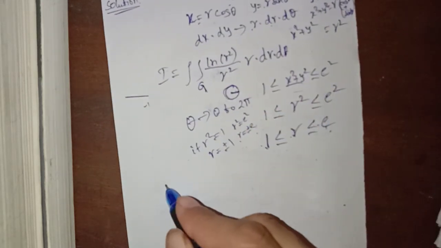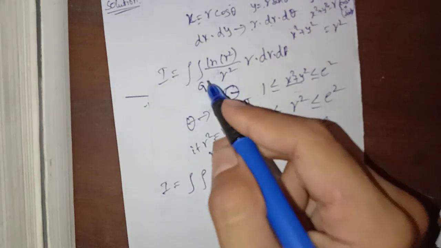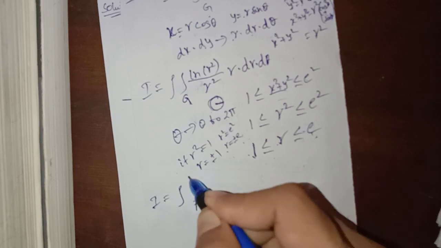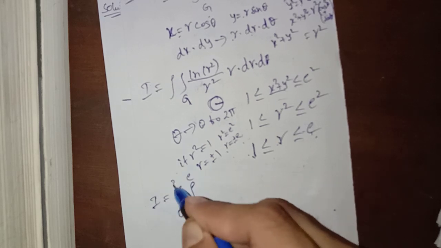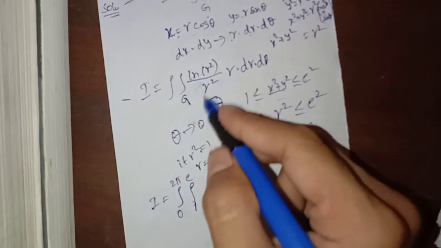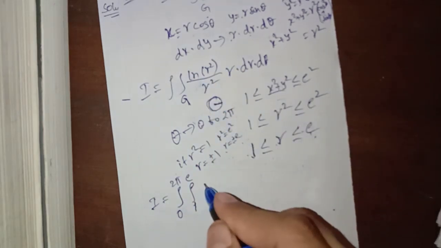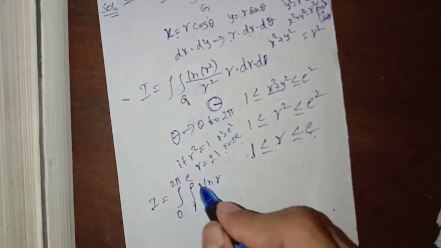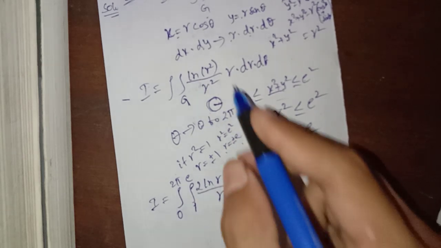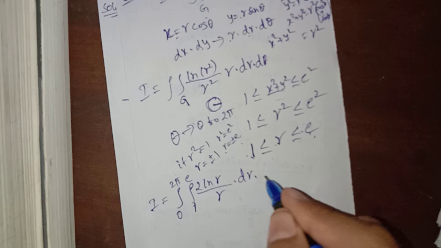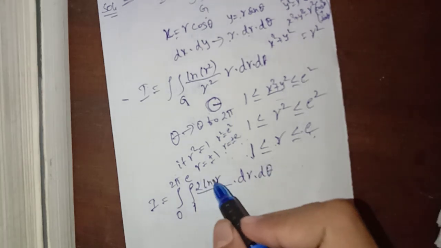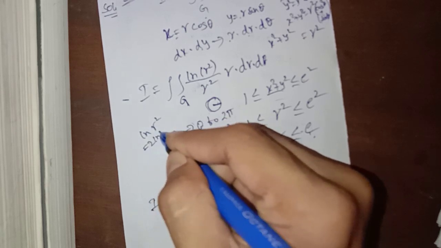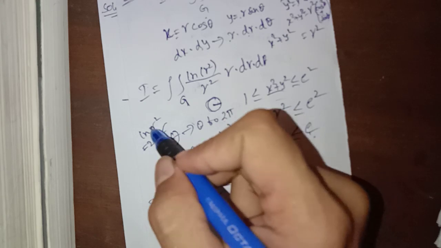So I is equal to the integral, where first we have to take the limit for r, from 1 to e, and theta from 0 to 2 pi. Now r square and r cancel out partly. We get ln r square, and we can write ln r square as 2 ln r, divided by r, into dr d theta. This is by the property of ln: ln r square can be written as 2 ln r.